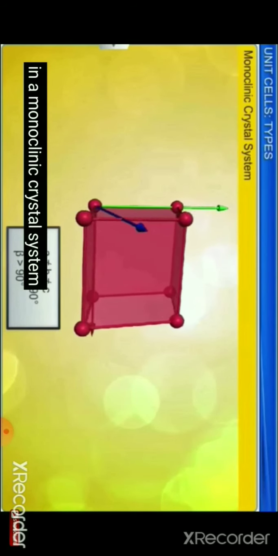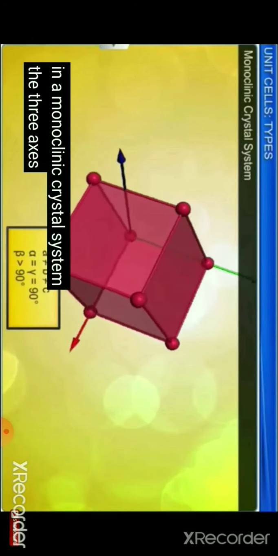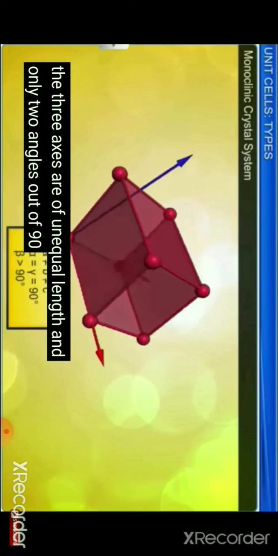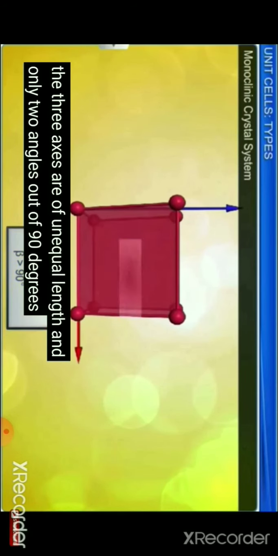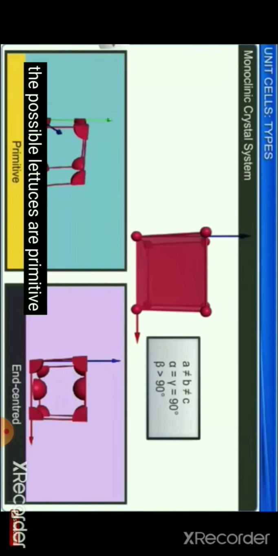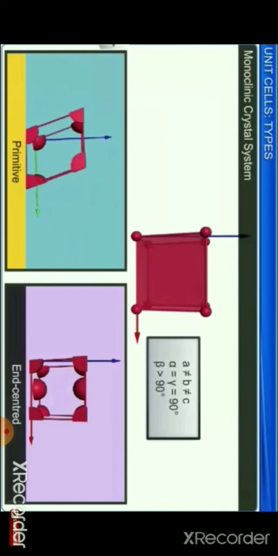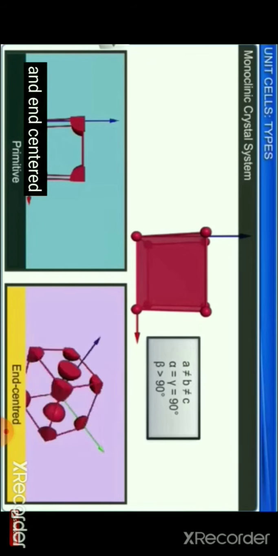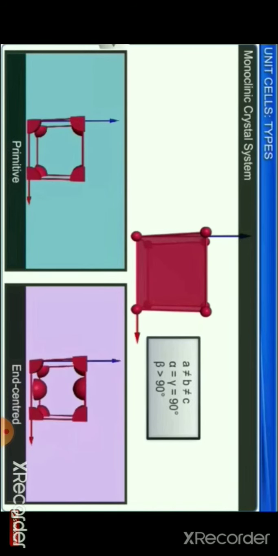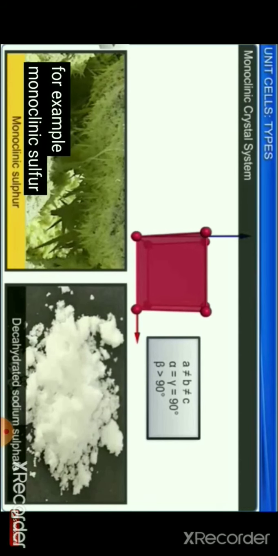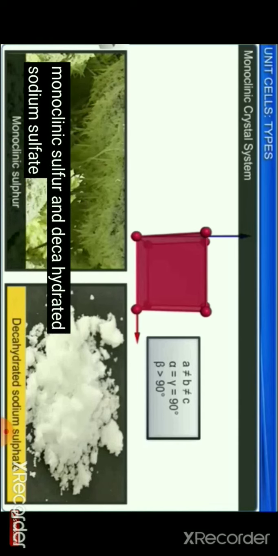In a monoclinic crystal system, the three axes are of unequal length and only two angles are of 90 degrees. The possible lattices are primitive and end-centered. For example, monoclinic sulfur and decahydrate sodium sulfate.